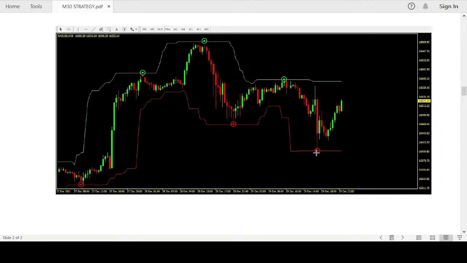And then it's confirming a sell trade, right? It's gonna make sense in just a bit.